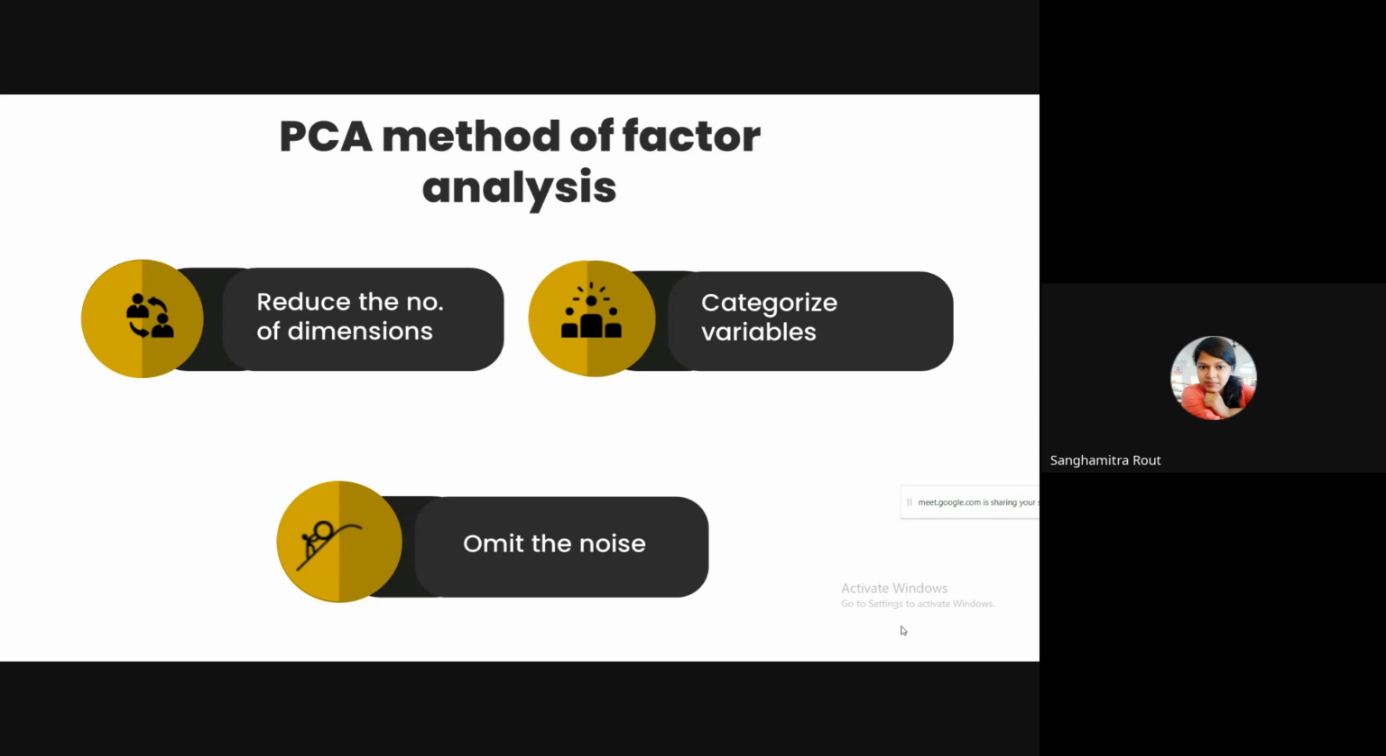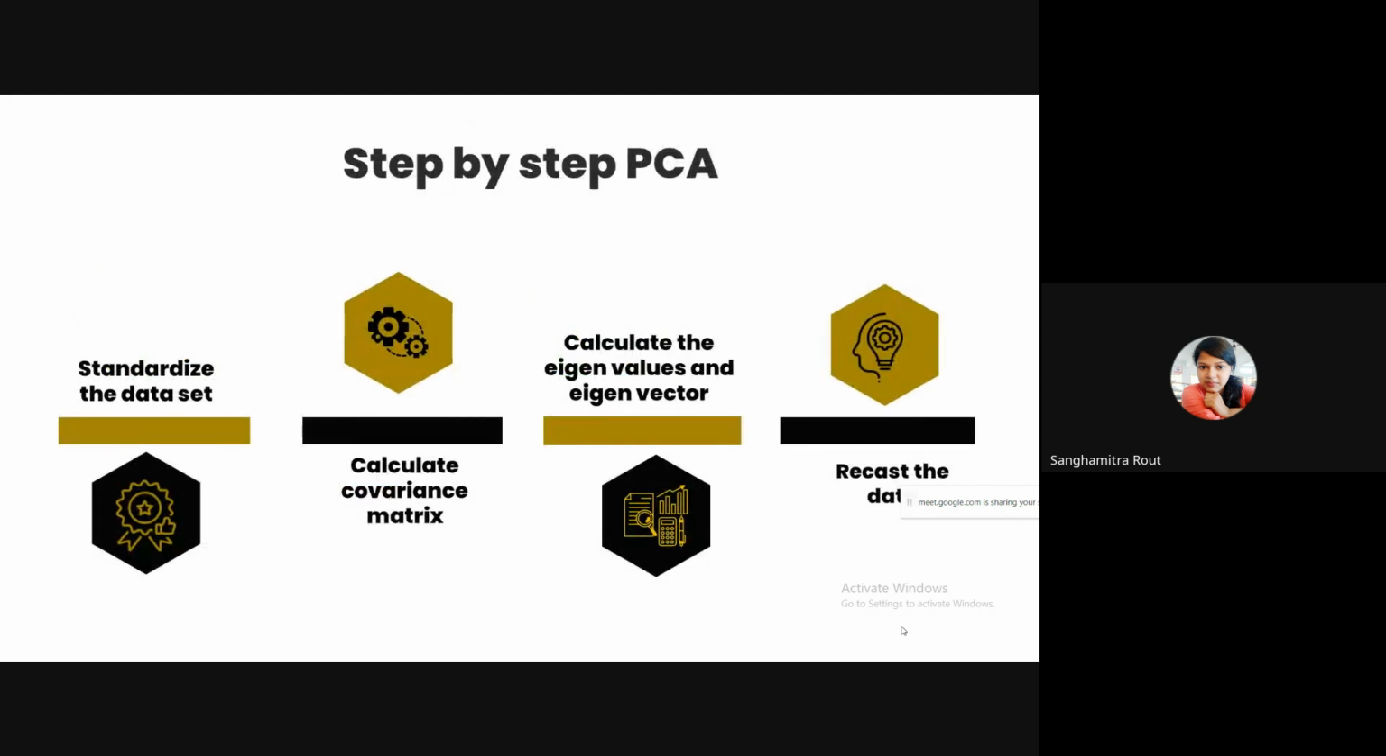Now let's move to the next step, that is, step by step PCA. This step by step is required for the basic calculation of your PCA when you are doing it manually. So manually, how are you going to do this PCA analysis? That is a basic thing. Before moving towards the analysis in the software, we should understand how to calculate it manually by taking a small example.